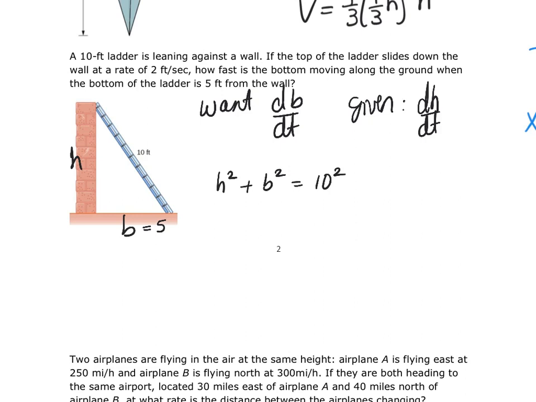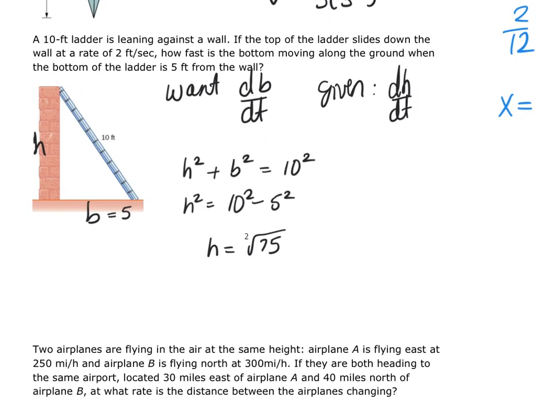So how do I find h? 5 squared plus h squared is equal to 10 squared, so just solve it for h. H squared is 75, so h is the square root of 75. Okay, now let's go back to here and differentiate, please. So do a quick differentiation.